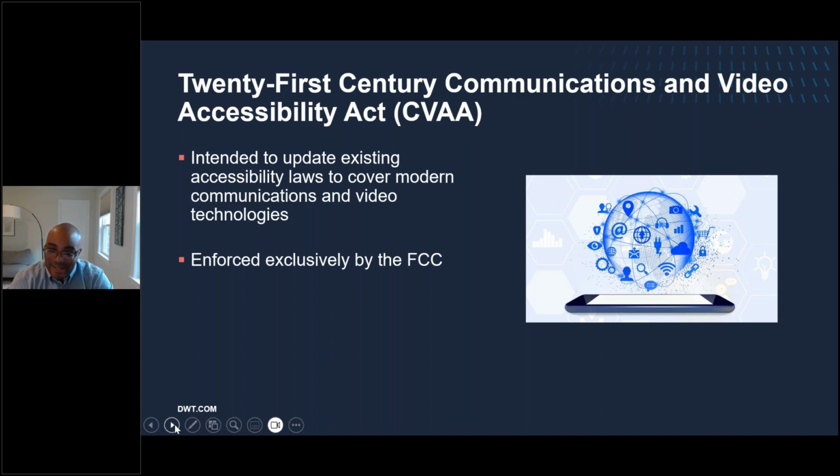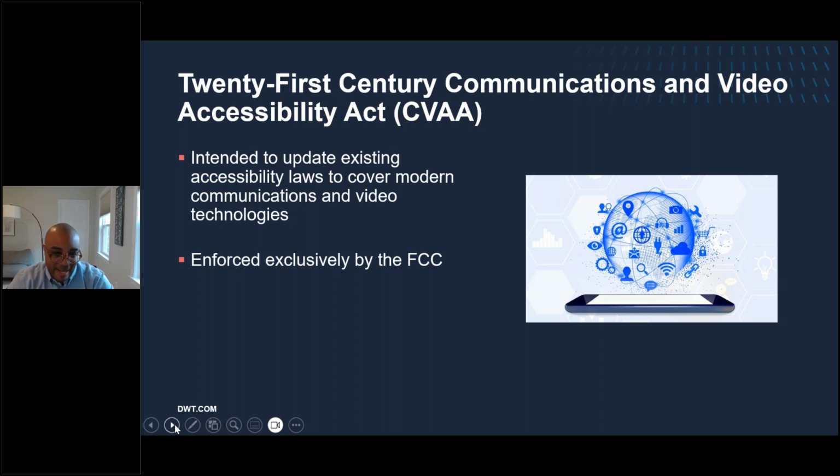As I mentioned, the CVAA is a law that was intended to update the existing accessibility laws to cover modern communications and video technologies. Unlike some of the other acts that we talked about in the privacy sector, the CVAA is enforced exclusively by the FCC. So there's no private right of action, meaning there's no ability for individuals to bring suits. But the FCC does have pretty broad remedies that they can use to enforce this act.